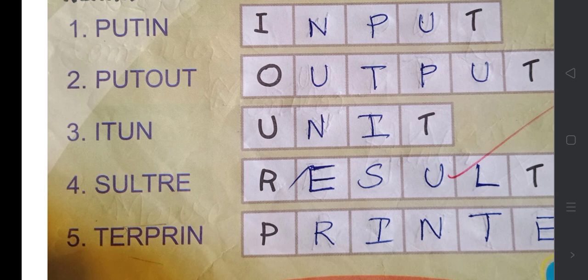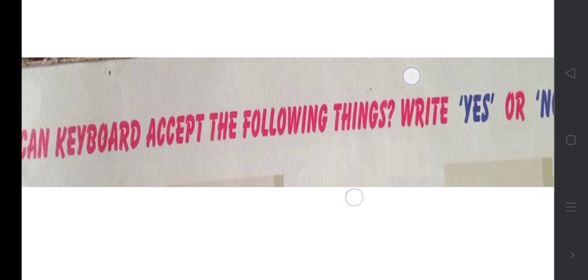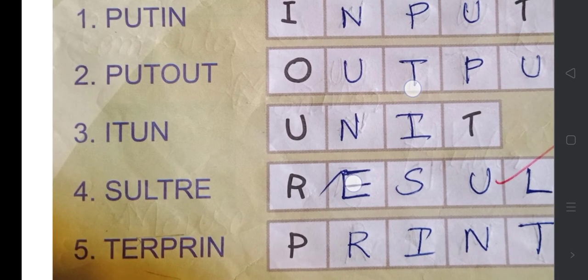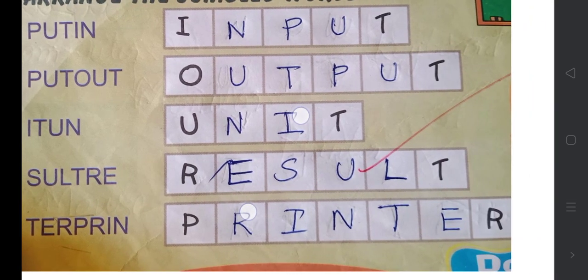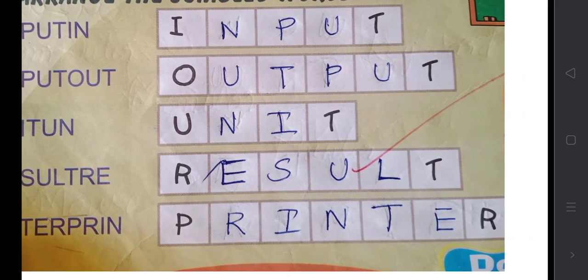Now we are going to learn these words as spelling words too, as new words too. Now I am going to read this and you are going to repeat it. I will read once, and after me you have to repeat twice or thrice. Okay, kids? The first one is input.